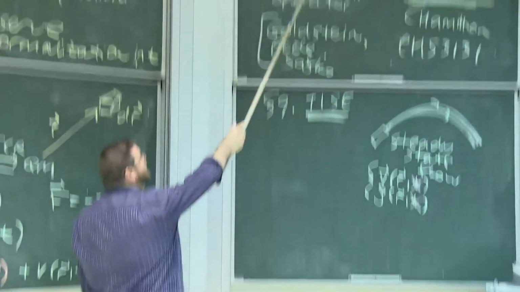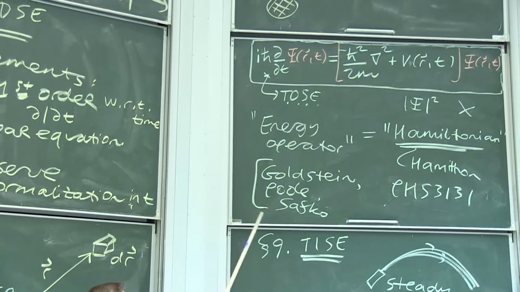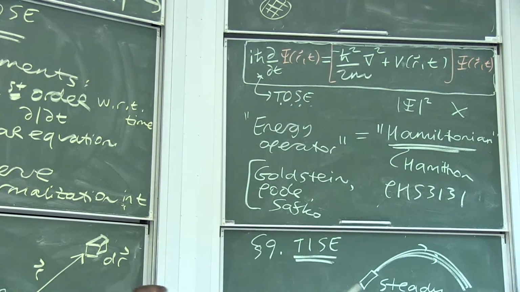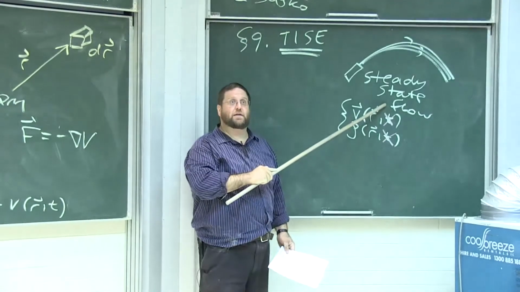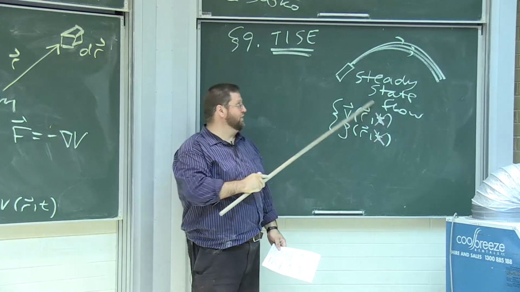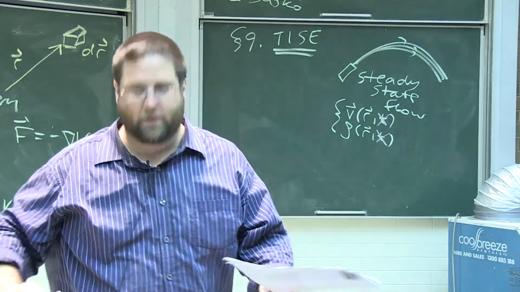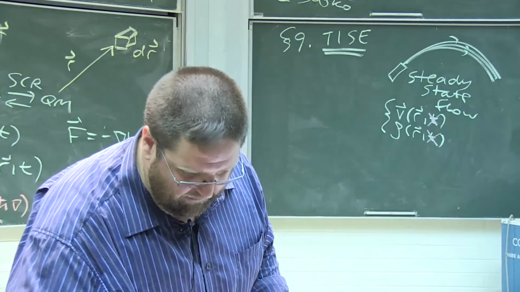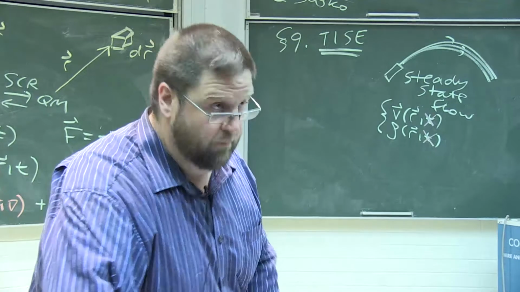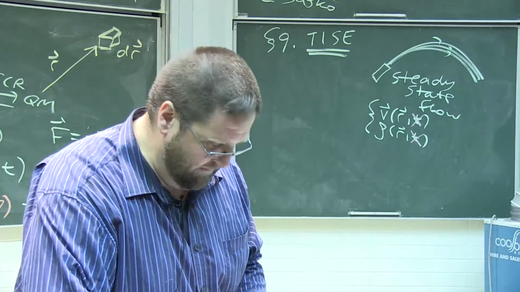Similarly, the time-dependent Schrodinger equation has a special case for the quantum mechanical analogue of steady state flow, and that special case is going to be called the time-independent Schrodinger equation, which we want to derive now, and which, as I said, we'll spend more time solving than any other equation in this course.